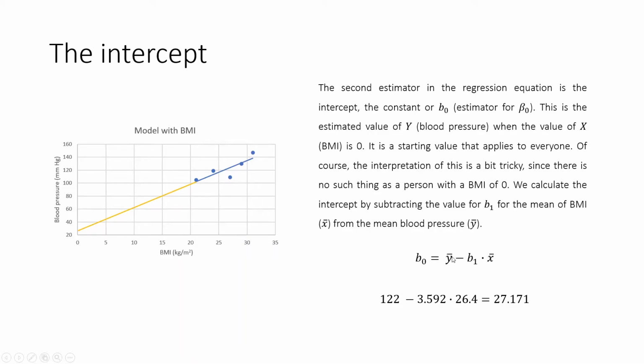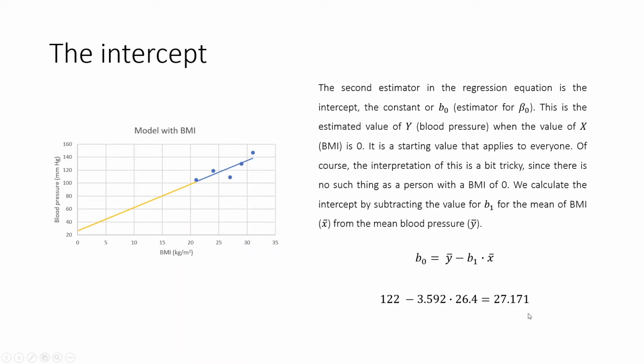So we take the mean of blood pressure and we subtract the value that B1 takes for the mean of BMI. So we can calculate the amount of steps in blood pressure that we would increase when the BMI would be at its estimated mean. Now we saw that the mean of BMI was 26.4. So we take 26.4, we multiply it with our value of the regression slope, which was 3.592. And that will result in a value, and we subtract that value from the mean of blood pressure. And that will result in the value for the intercept, the B0.